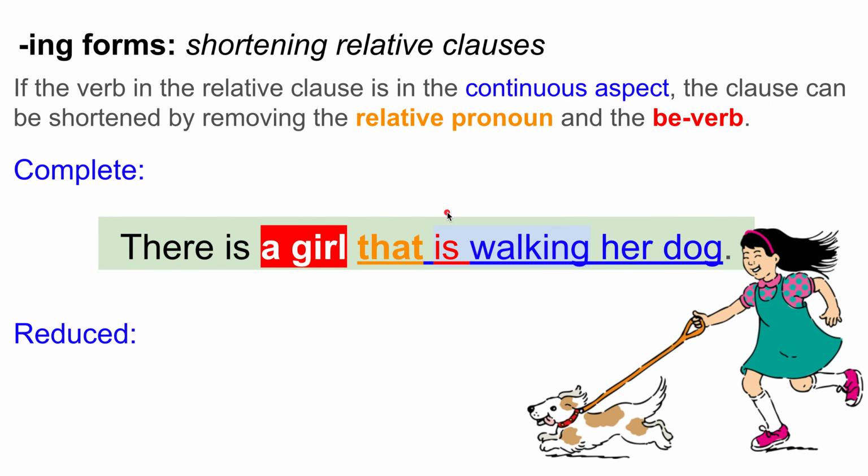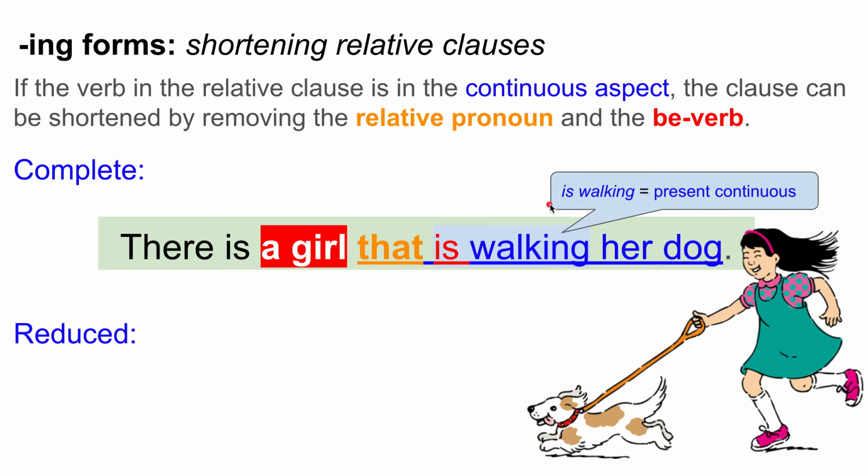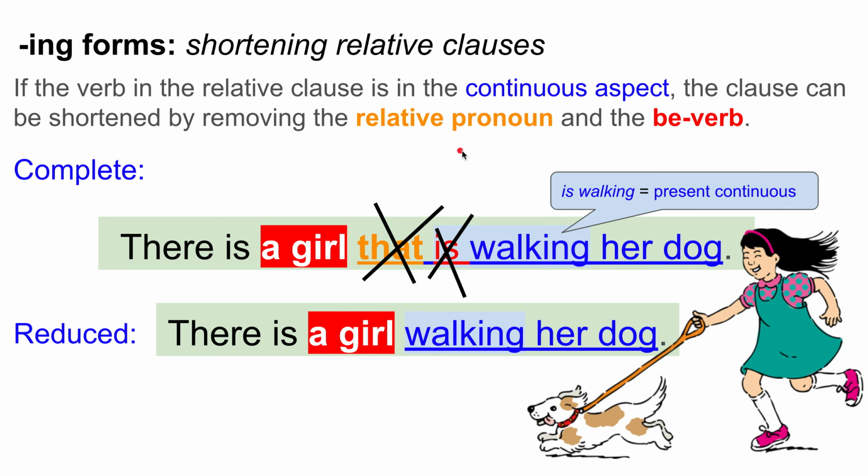There is a girl that is walking her dog. Do we have a continuous aspect verb in the relative clause? Yes. Is walking. It's the present continuous. So I can reduce this. First, I would delete the relative pronoun, that. Then I would delete the be verb, is. And what do I have left? There is a girl walking her dog. And this is a correct sentence.